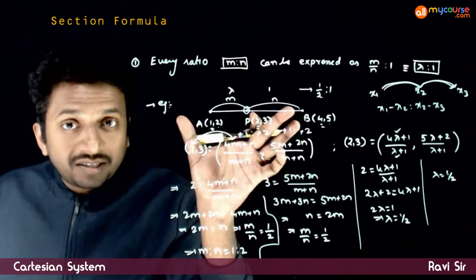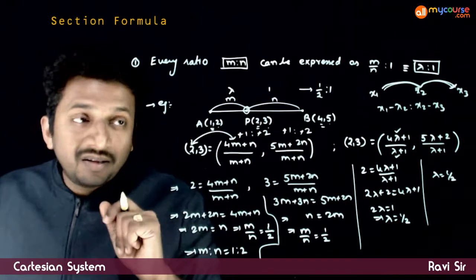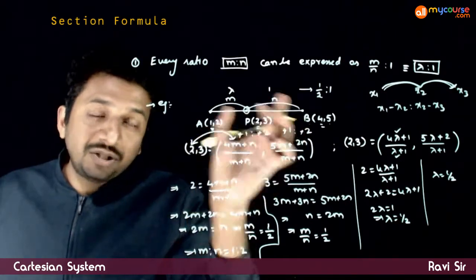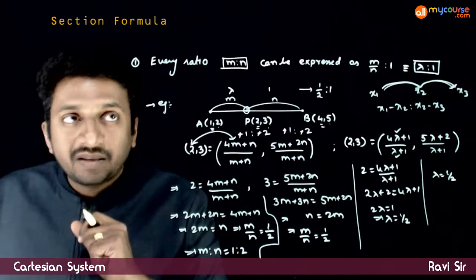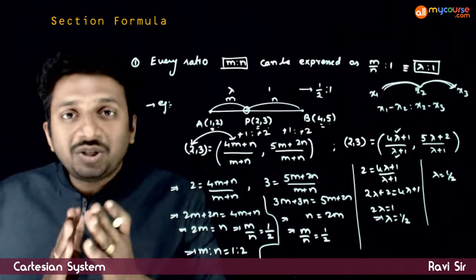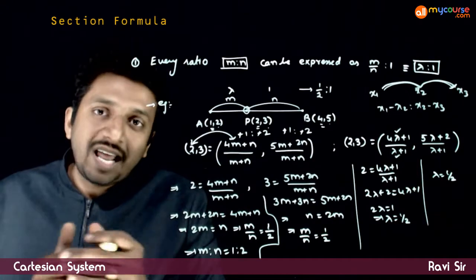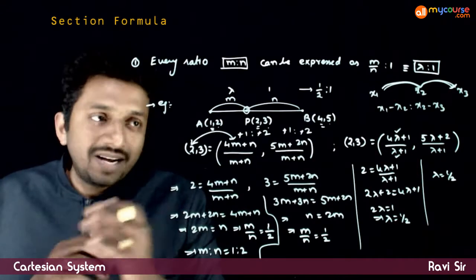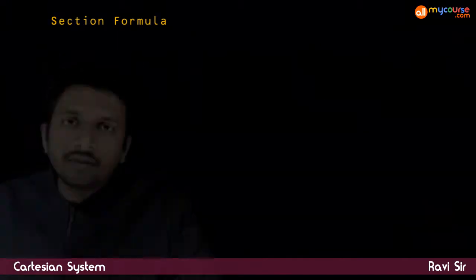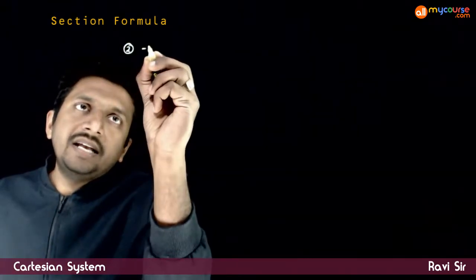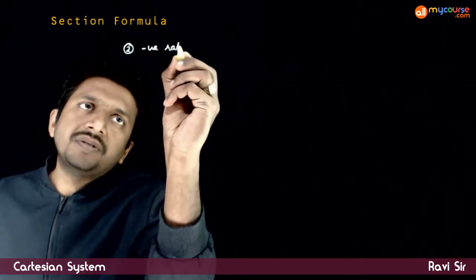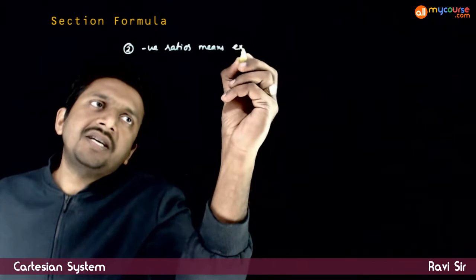This is a shortcut you need to understand if you want to find the ratio in which the cutting happens. So what is the first point? The m:n ratio can be assumed as λ:1, and you get the same answers. The next point is that negative ratios mean external division.